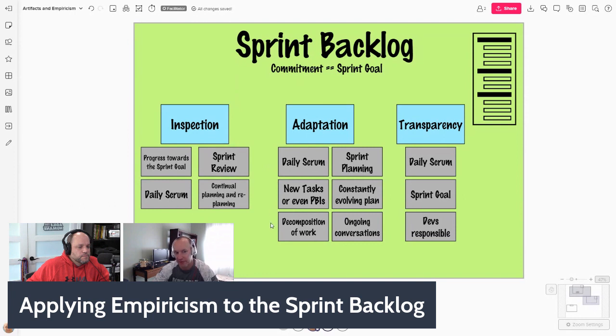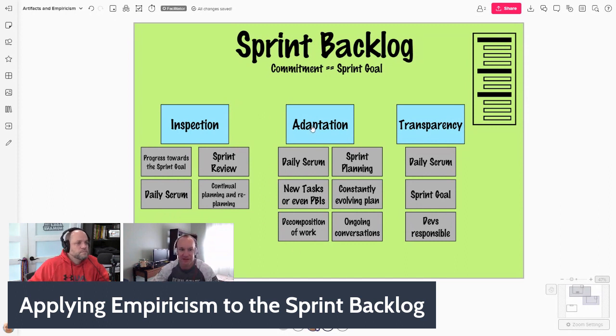Something that might happen that we don't talk about enough is new tasks are going to emerge. This is going to happen all day, every day. New tasks. You may even adapt your sprint backlog with new product backlog items, or you might have a big product backlog item that you brought into your sprint backlog that you didn't think was as big as it is, and now you have to decide to split it or decompose it.